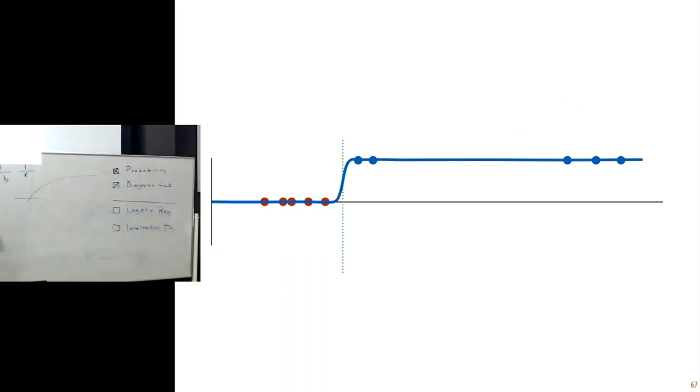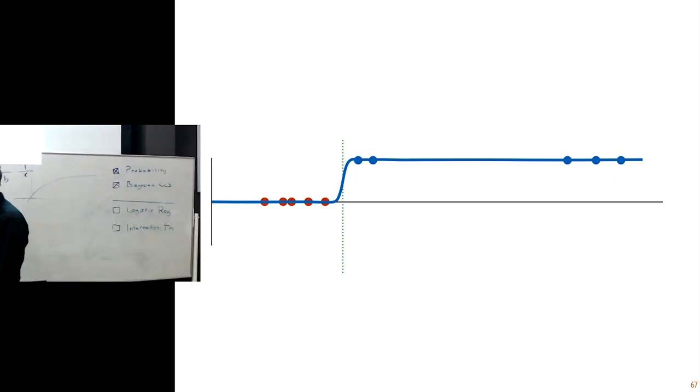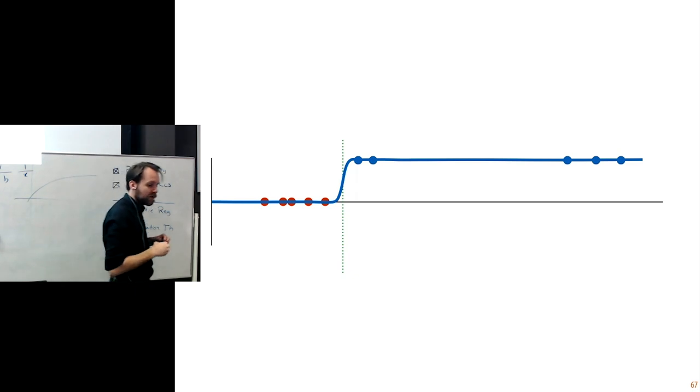Whereas if you use a sigmoid, there's no problem. The sigmoid can basically fit this beautifully. And as you can see, it doesn't care about these losses at all, because these bars, the size of the bars here on the right, are very close to one. So these don't contribute to the loss at all.